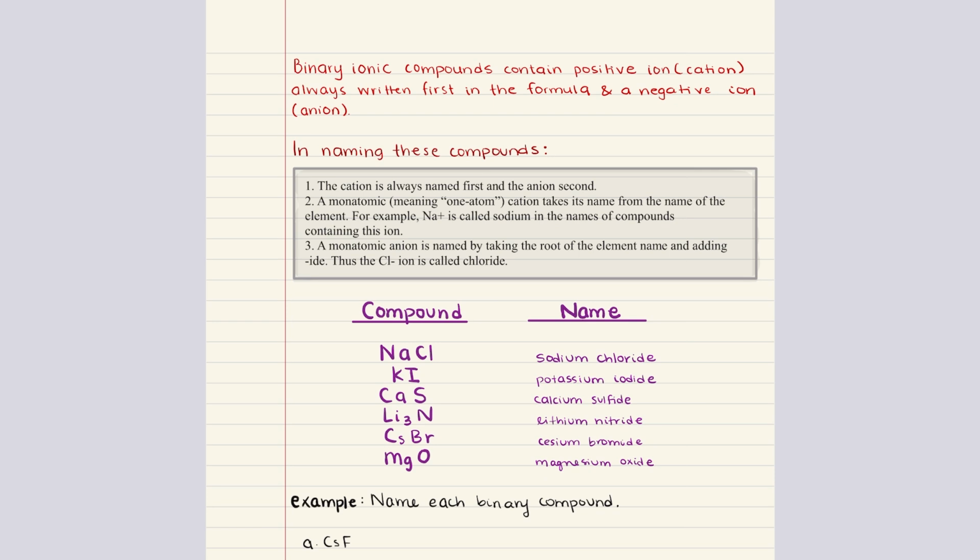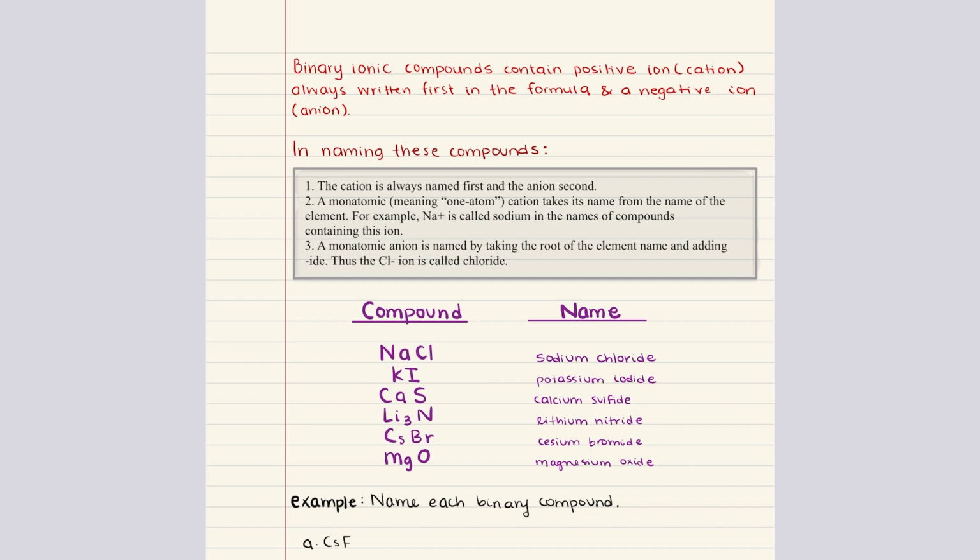Specifically, we want to learn how to name binary ionic compounds. Binary ionic compounds are made up of two elements. One is a metal and the other is a nonmetal. In the chemical formula, the metal is always written first, followed by the nonmetal. And this order reflects how the compounds form. Metals lose electrons to become positively charged cations, while nonmetals gain electrons to become negatively charged anions.